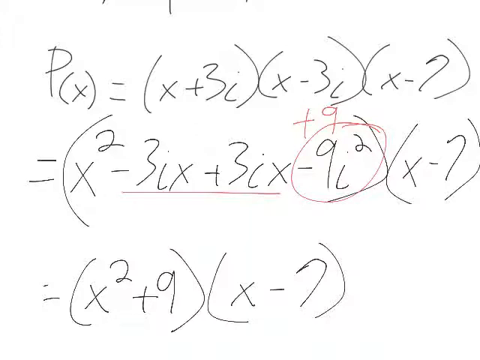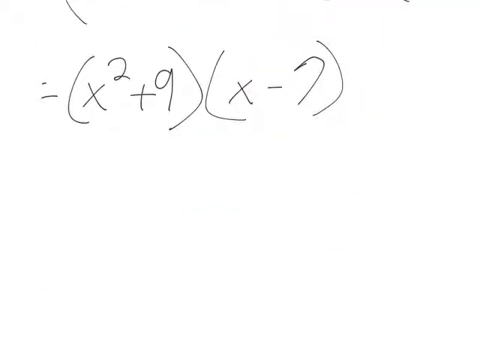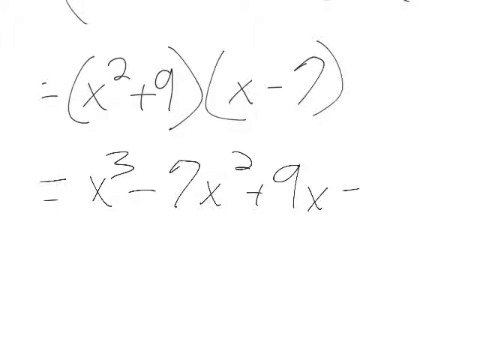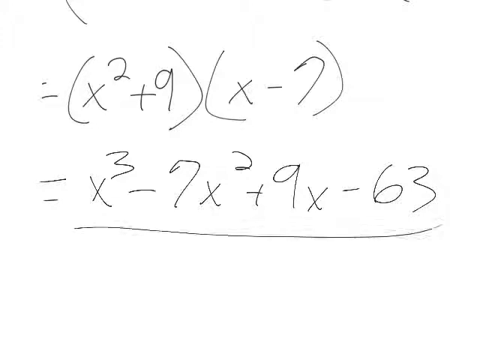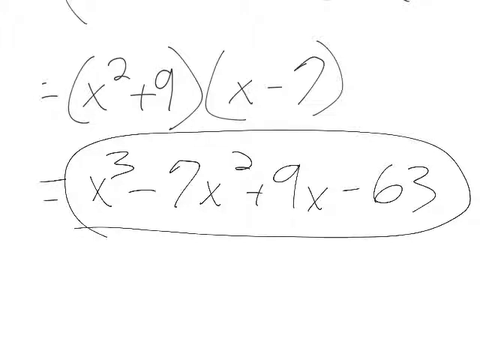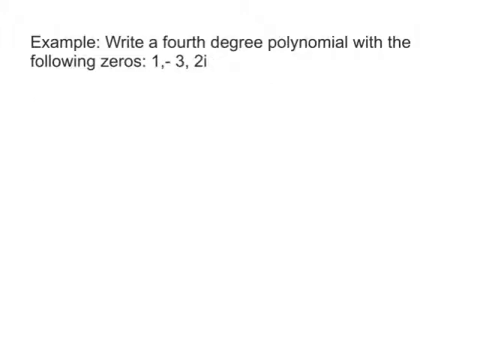And then again, I've got two binomials to multiply together. So that comes together pretty easily. x squared times x, negative 7 times x squared, 9 times x, and then 9 times negative 7. We don't even have any that we have to combine at this point. That is our solution. Okay? So you make the zeros into factors, and then you multiply them together and then simplify as much as you can. Okay?